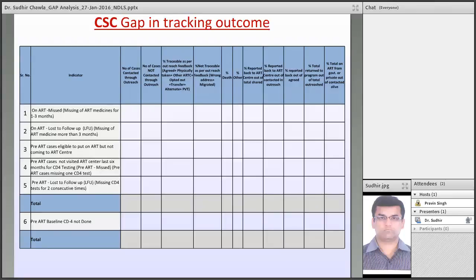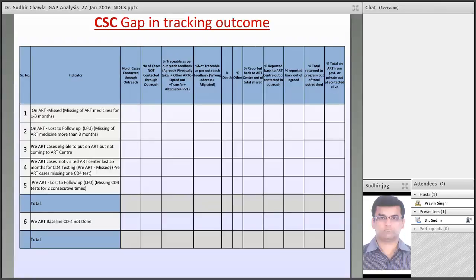Their address was correct, but when the ORW visited the home, the patient was not available. So these patients have to be revisited. Ideally, this other category has to be revisited. This pending number of cases not contacted through outreach has to be visited next month.